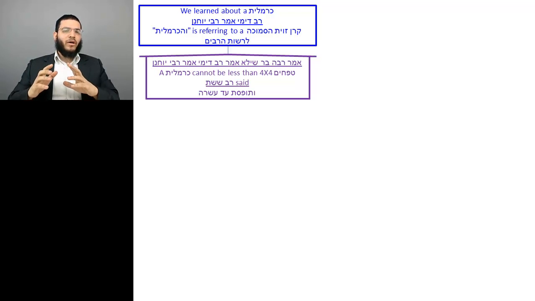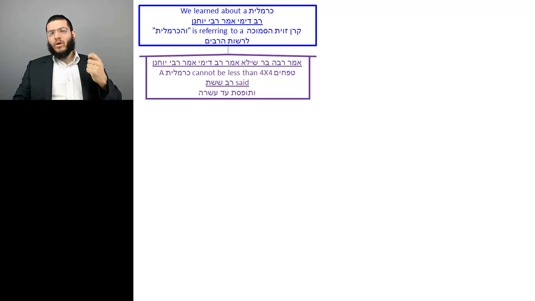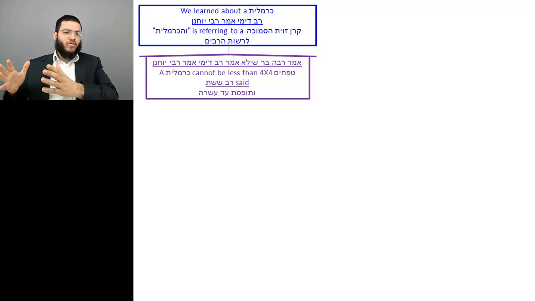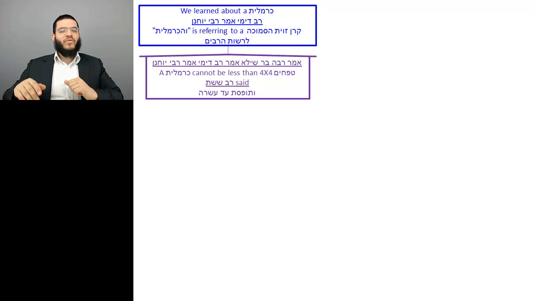So now there's going to be two parts to this piece of Gemara. Number one, the Gemara is going to ask and explain, what does it mean when it says v'tefeses ad asara? What do those words mean? And once we establish what that is, the Gemara is going to explain what it's based on, these two parameters of a carmelis. Number one, it has to be 4 tefachim by 4 tefachim, and number two, it's v'tefeses ad asara. So let's start with the first, the question.